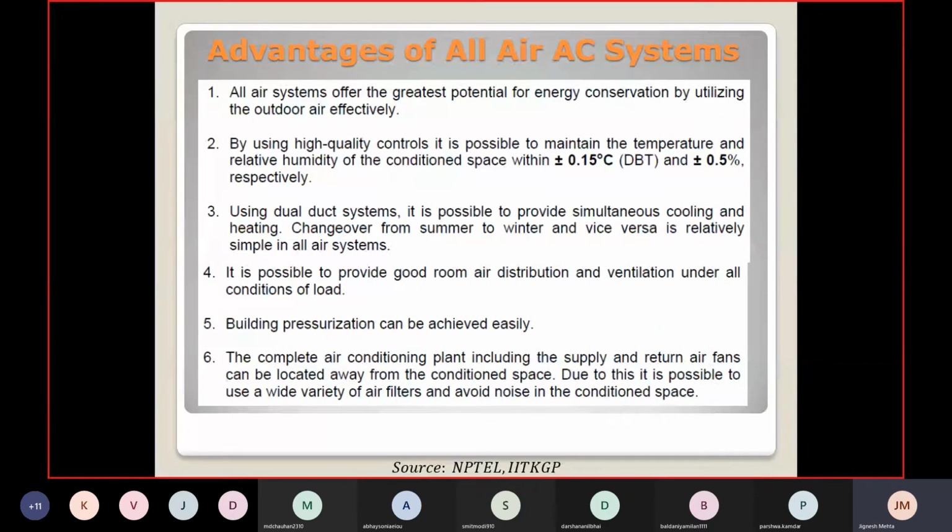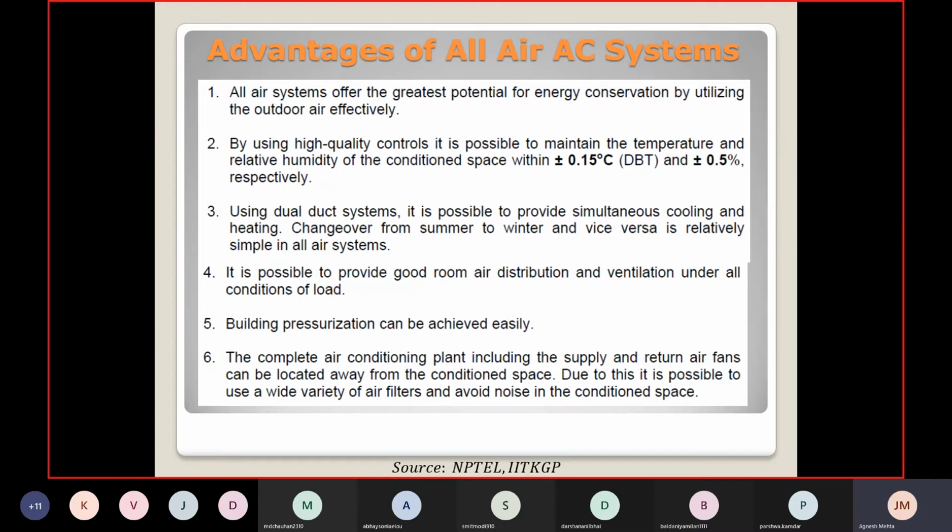Advantages of all air systems in general, because now we are going to talk about all water systems. So before that, we talk about the advantages of all air systems. They have greatest potential for energy conservation by utilizing outdoor air effectively. If you take the advantage of the low temperature of outdoor air for cooling purpose, or if it is heating requirement and outdoor air is hot, you take the advantage of that, then you can save energy. By using high quality controls, it is possible to maintain temperature and relative humidity precisely.